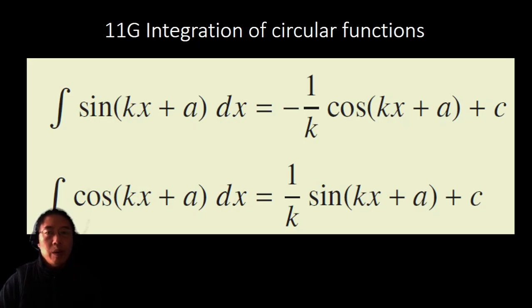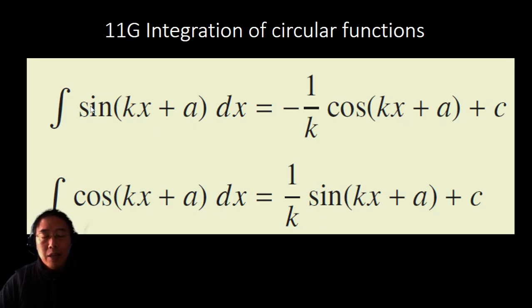So you should remember how to differentiate your circular functions. The antiderivative is the inverse process. So when you anti-differentiate a sine, that will be a negative cos. The antiderivative of cos will be sine.